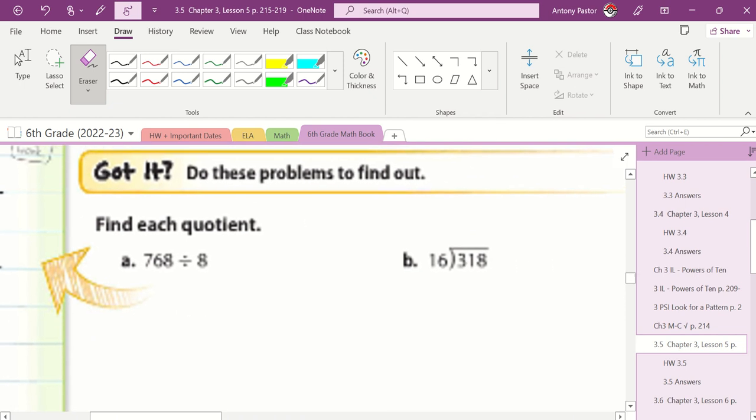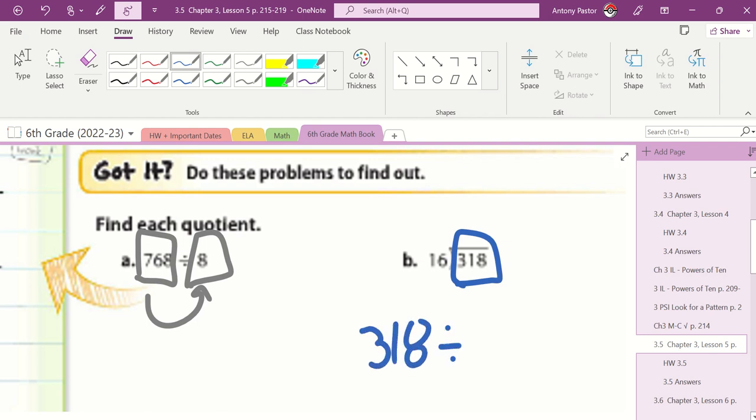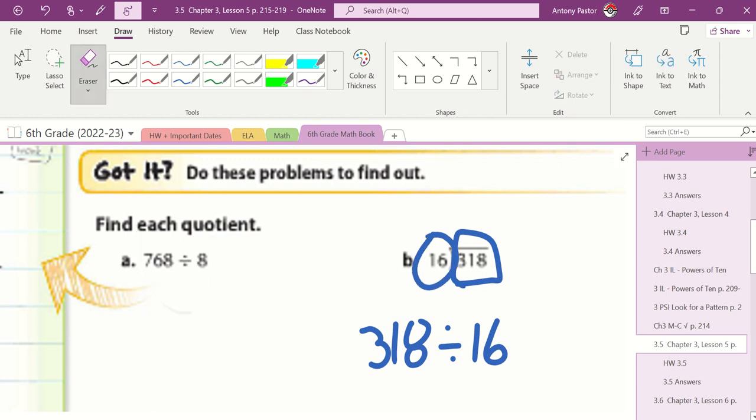Now, please be aware of the different types of writings for division problems. In this case, this is the dividend, this is the divisor: 768 divided by 8. In this example, the dividend is on the inside of the box. So this is 318 divided by 16 with the divisor on the outside. So please be aware of the two versions of this.